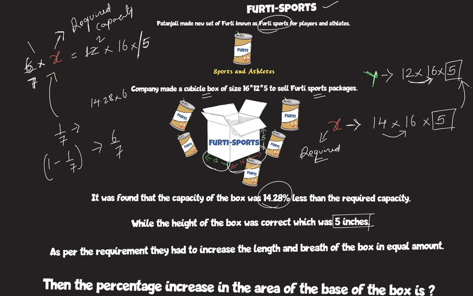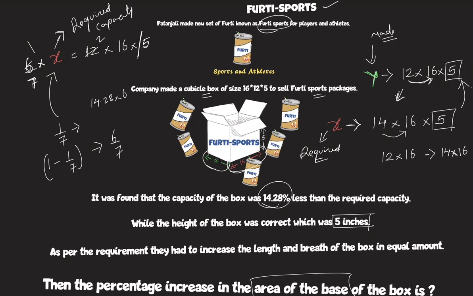So now what will you do? You want to rectify the error. So from here you want to reach here, right? You had made this, but you know that this is a mistake. From here you want to reach here. So he's asking me what is the percentage increase in the area of the base. So earlier the area of the base was 12 into 16. Now I need to make the area of the base 14 into 16. Correct?